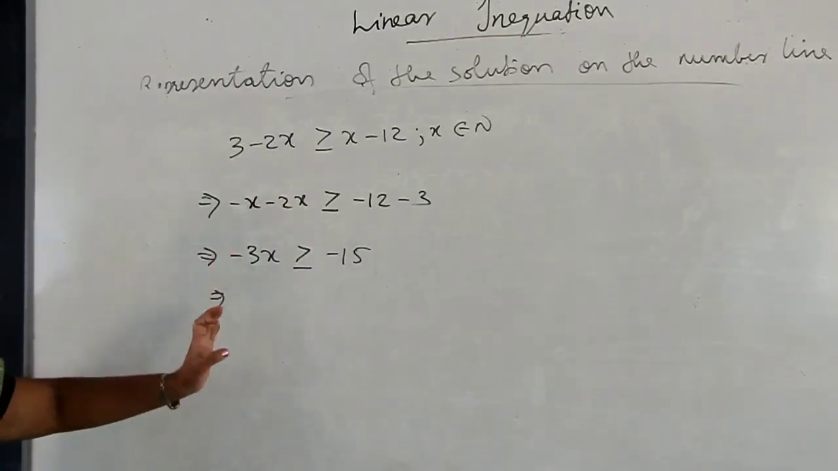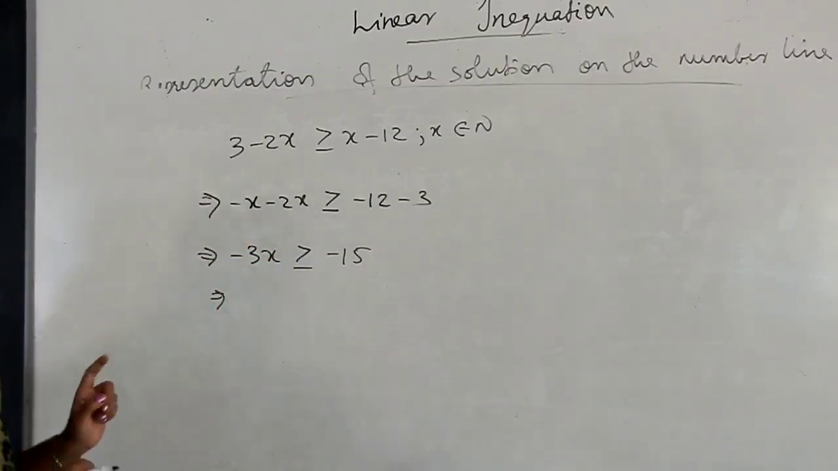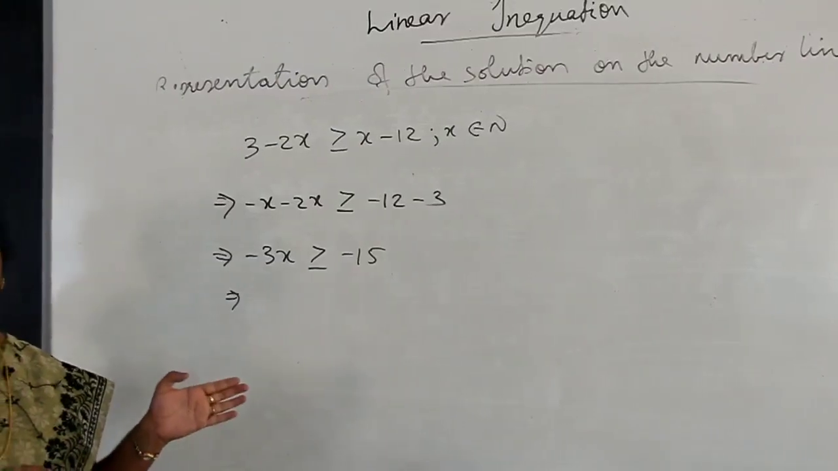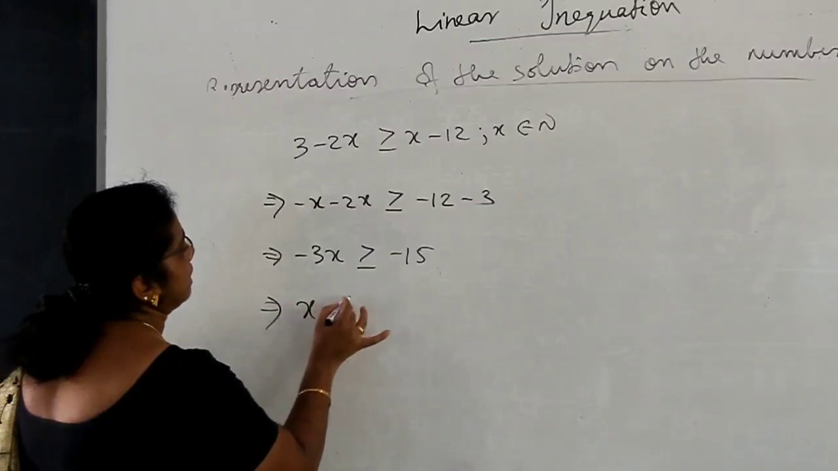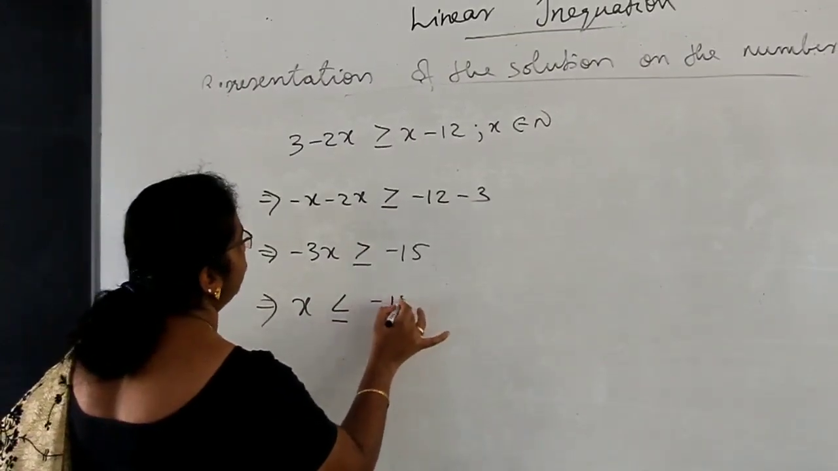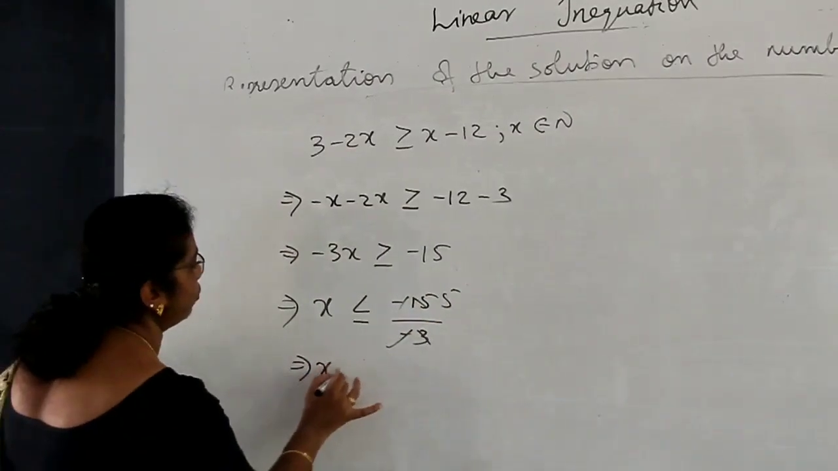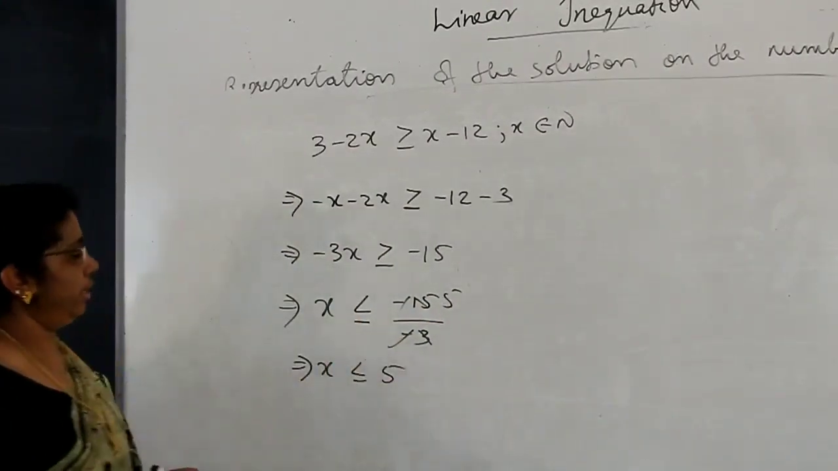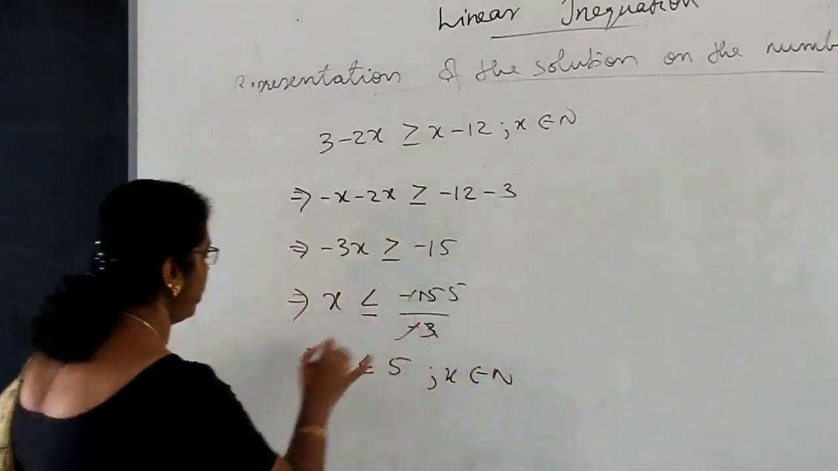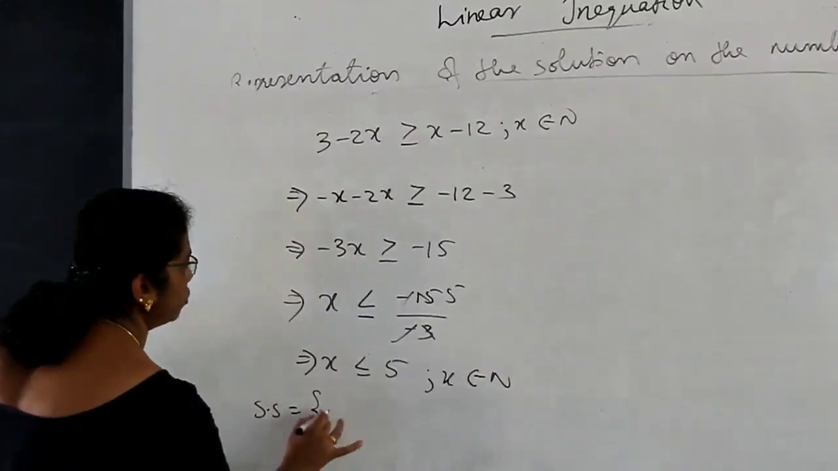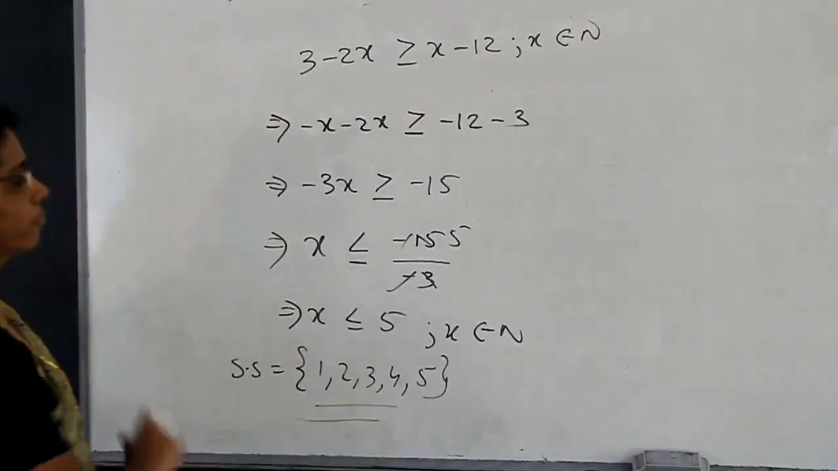So we should divide by this minus 3 on both sides. In that case the sign of inequality gets reversed. So we can write x less than or equal to minus 15 by minus 3. Then x less than or equal to 5. So x less than or equal to 5, x belongs to natural number. What is the solution set? Solution set equals 1, 2, 3, 4, 5.